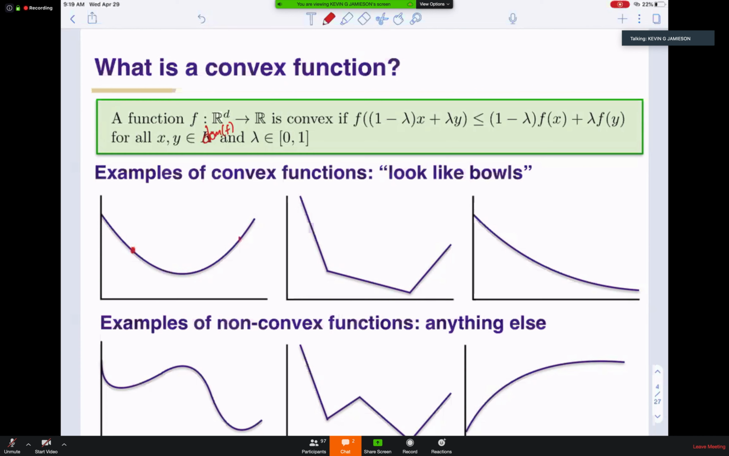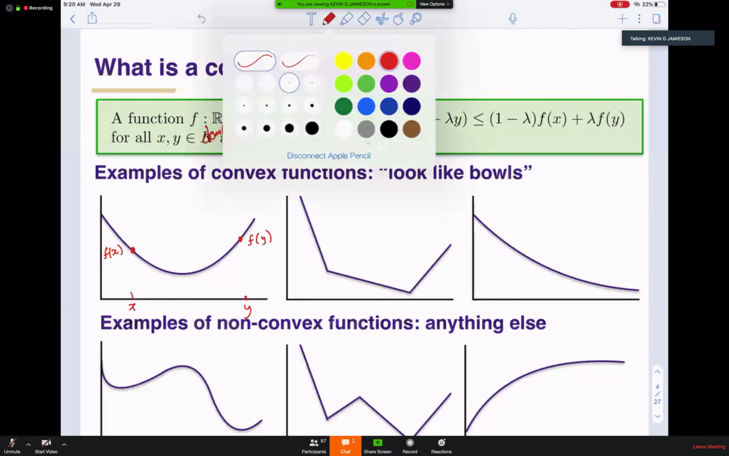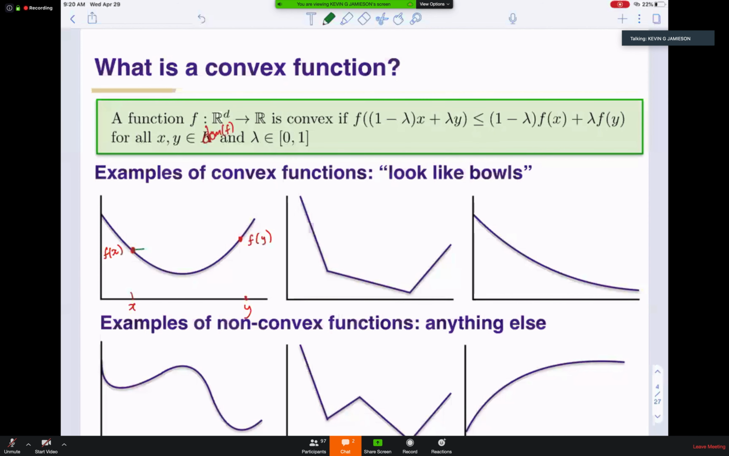So for any 2 points, this is x, y, this is f(x), f(y), then the line that connects these two is lying above the curve, right? It's lying above this guy. Oop, that's not right.